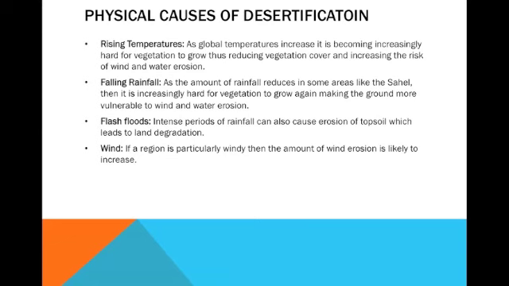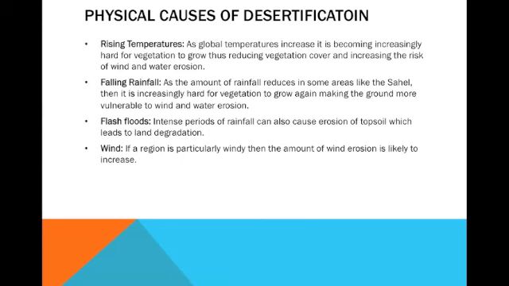What are some physical causes of desertification? Well, rising temperature. As global temperatures increase, it is becoming increasingly hard for vegetation to grow, thus reducing vegetation cover and increasing the risk of wind and water erosion.